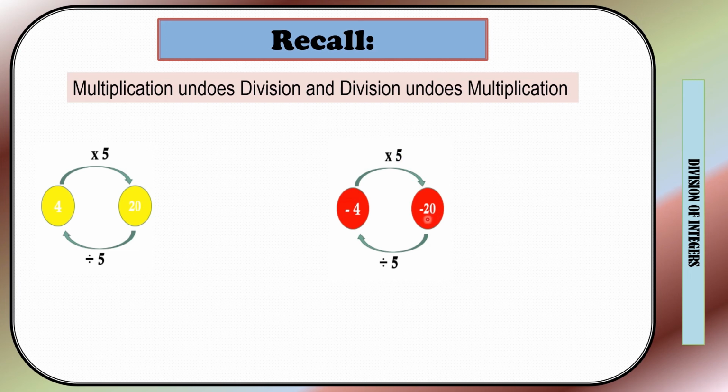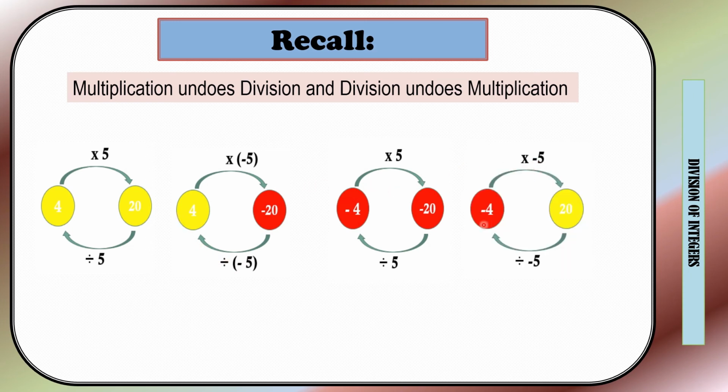And if you divide negative 20 by positive 5, that will give you negative 4. Okay, what if our 5 is negative? So we can have here 4 times negative 5 will give us negative 20. And negative 20 divided by negative 5 is positive 4. So as with this one, if you multiply negative 4 by negative 5, that is positive 20. And if you divide 20 by negative 5, it is just negative 4.